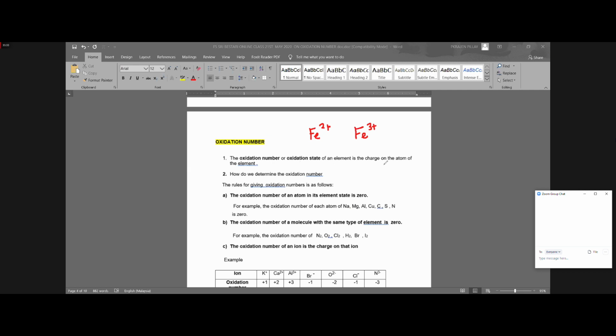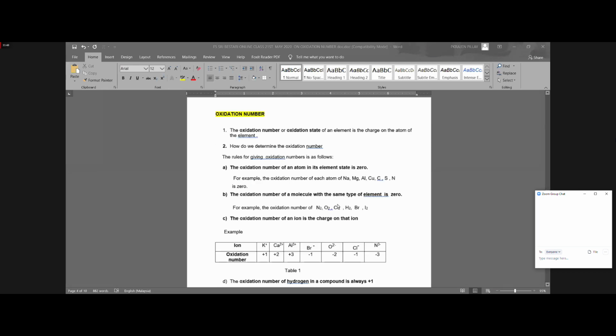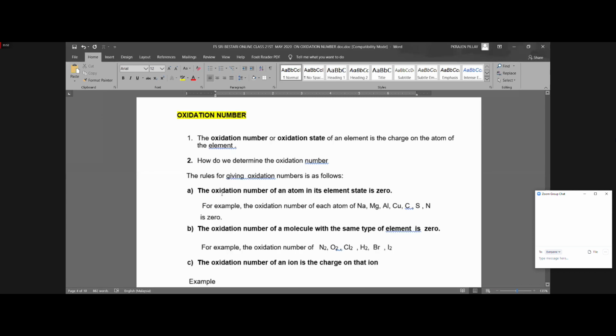Oxidation number or oxidation state is the charge on the atom of the element. Can you see the charge on it? All right. How do we determine this? That is what we are going to do today. We're going to calculate oxidation number. I'm going to show you now, but before that, we have a few rules. You must know these, they won't give you.